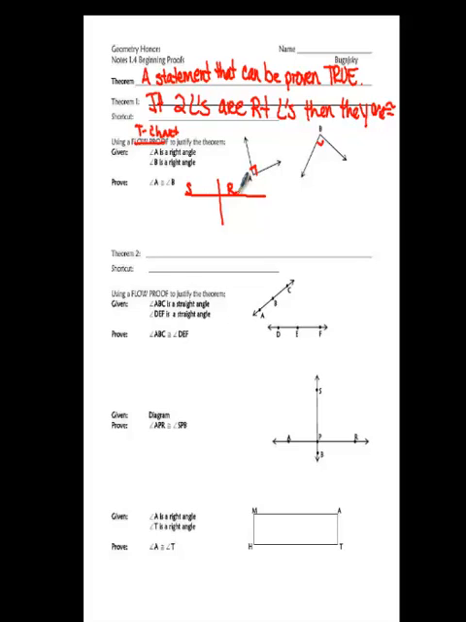I'm going to do that by starting with my given information. The first thing that I'm given is that angle A is a right angle. And the reason I know that is because it was given. Because angle A is a right angle, I know that the measure of angle A is equal to 90 degrees. And I know that because that's the definition of a right angle. The definition of a right angle states that if an angle is a right angle, then its measure is 90.